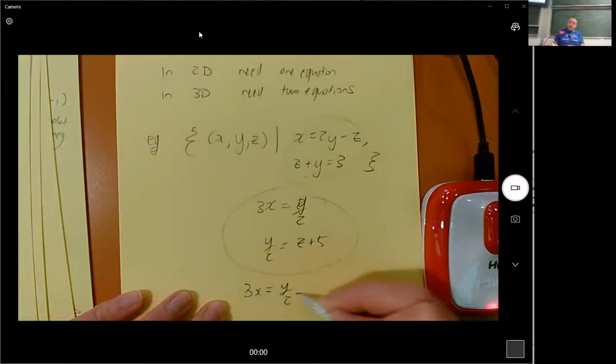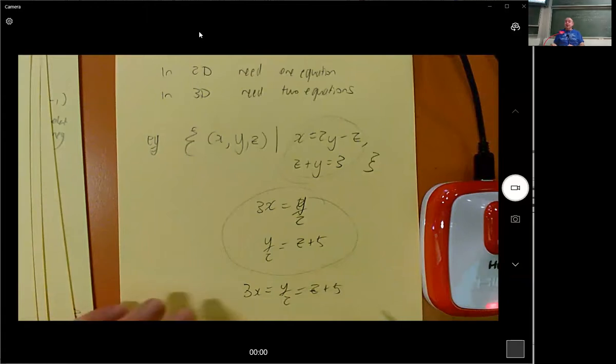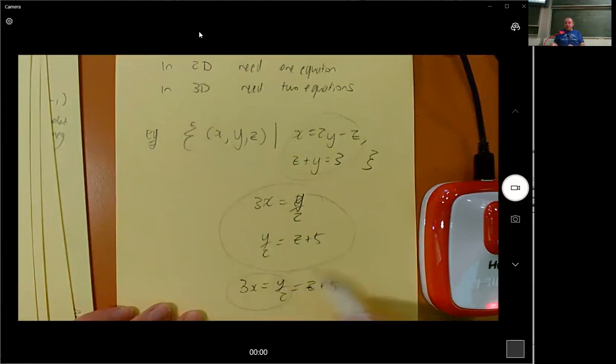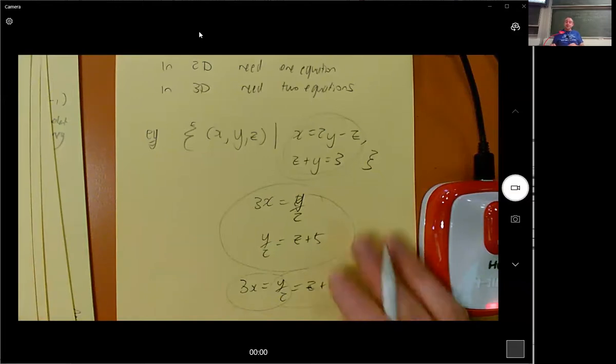It's normally written like this: 3x equals y on 2 equals z plus something like that. But that's really 2 equations. There's one here and there's one here. So yeah, you need 2 equations to tell you where a line is. And this doesn't tell you where the line is. It just allows you to decide whether points are on the line or not. So I'm just going to write that down.